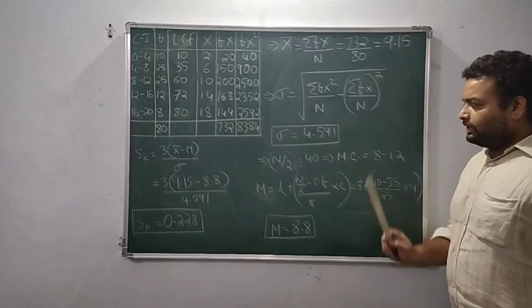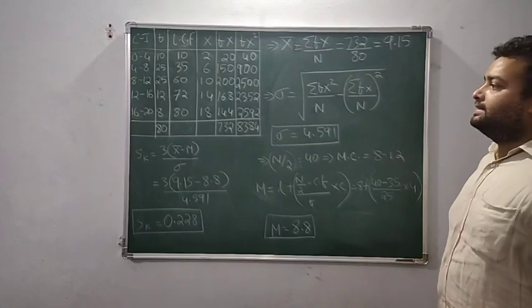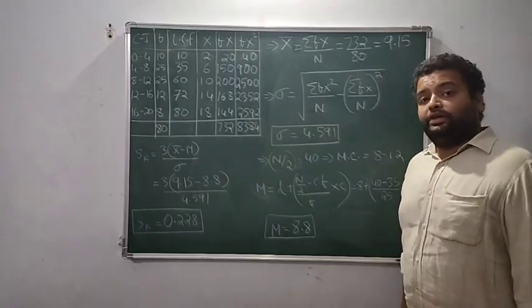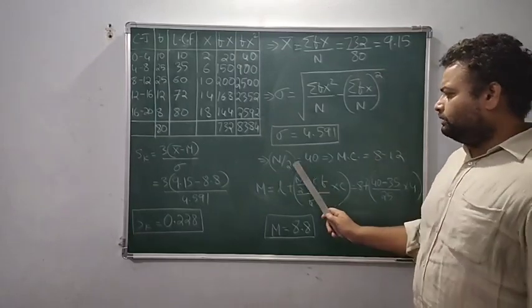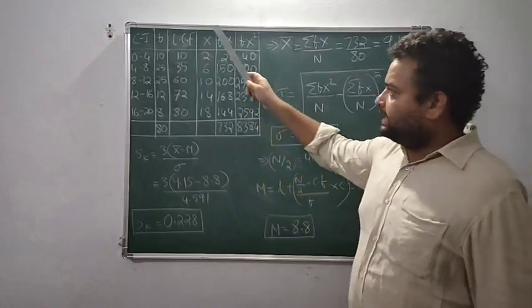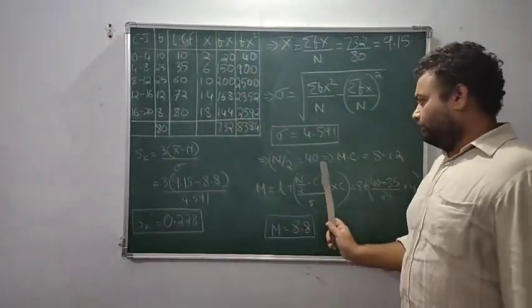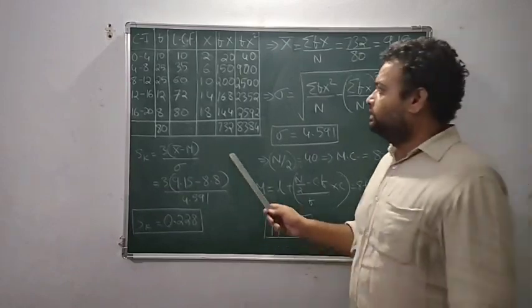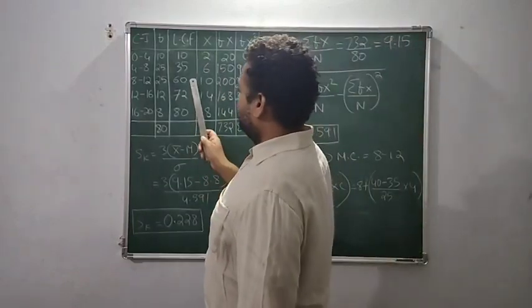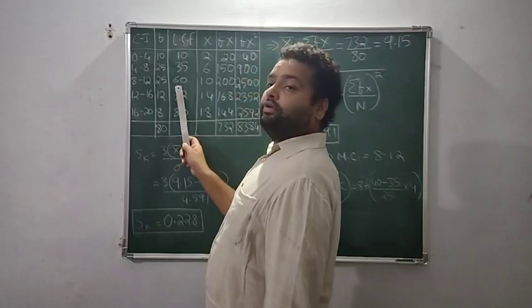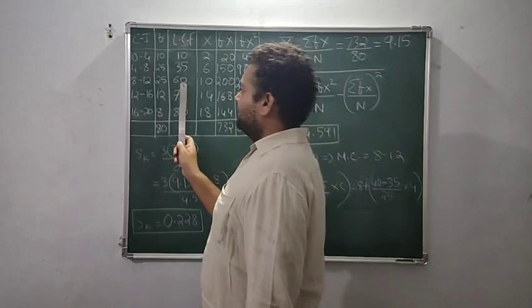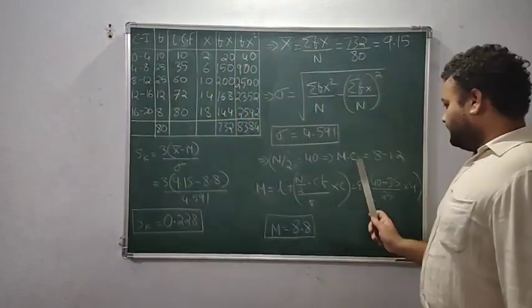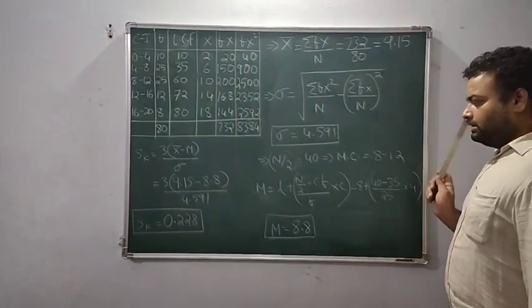Using this 40, we have to find the median class. The median class is the class corresponding to the LCF which is just greater than or equal to n by 2. So in the LCF column, we have to find the value 40 or the value which is just greater than 40. We don't have a 40 here, but the next greater value is 60. The class corresponding to 60 is 8 to 12. Therefore our median class is 8 to 12.